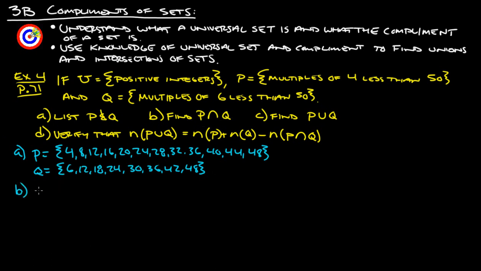Okay? So for part B, we're going to find the intersection of P and Q. Right? So P intersect Q is the set. So what do these things all have in common? So let's figure this out. Okay, they both have a 12. They both have 24. They both have 36. And they both have 48. So those are all the ones that are in the intersection of P and Q.